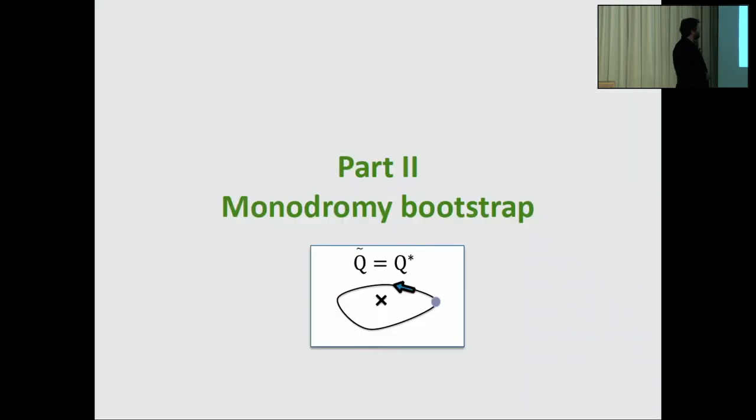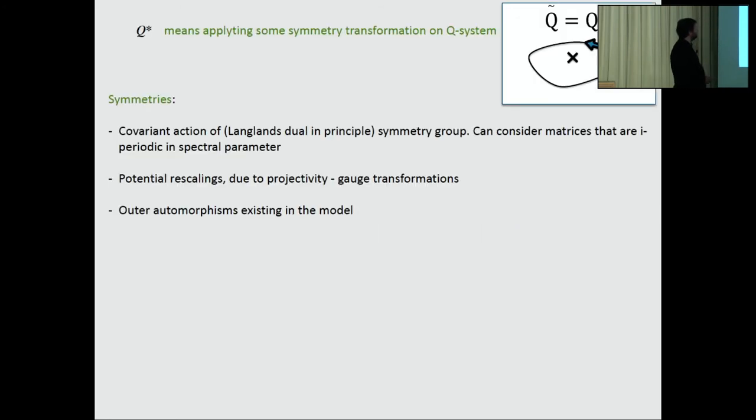And now I come back to simple cases, A series G, but supersymmetric, and we are going to do monodromy bootstrap, and here I just really want to focus on the main idea. So, in this equation, there is a tilde and there is a star. Tilde means analytic continuation, this will be next slide, and star means applying symmetry. What we learned about symmetries.